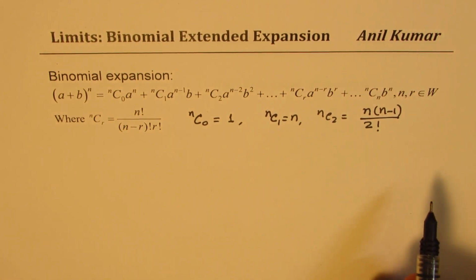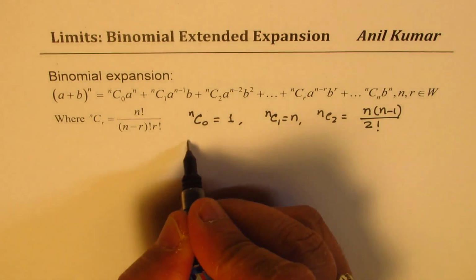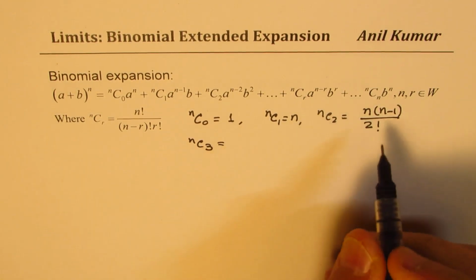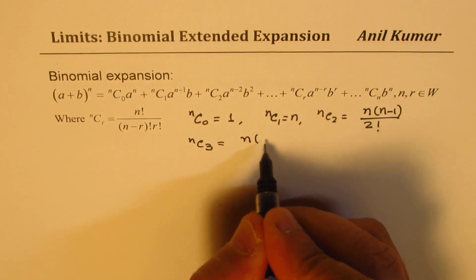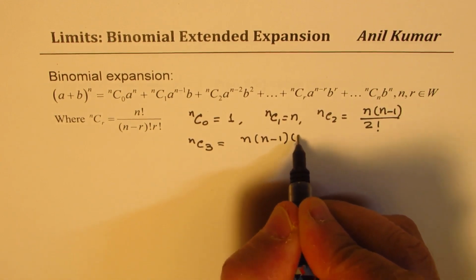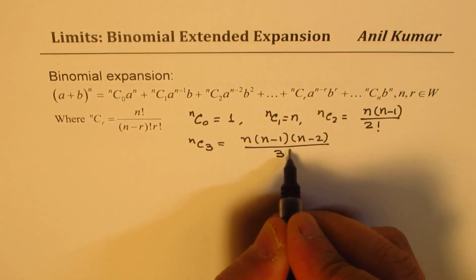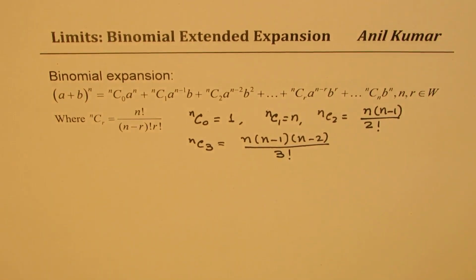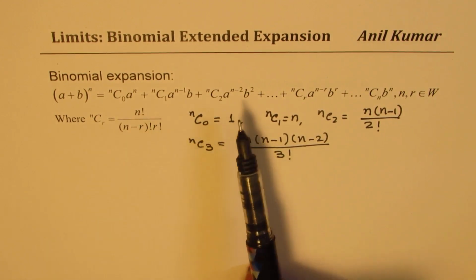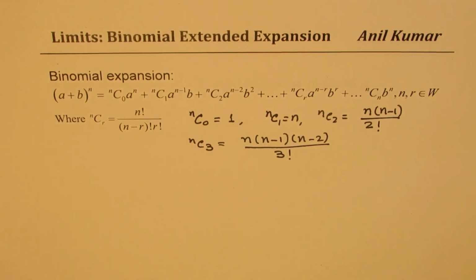And for nC3, let's rewrite. nC3 will have 3 terms multiplied here, n times n minus 1 times n minus 2 divided by 3 factorial. So that is how these binomial coefficients could be calculated and placed in this particular series, right? So that is just a refresh on what this binomial expansion is.